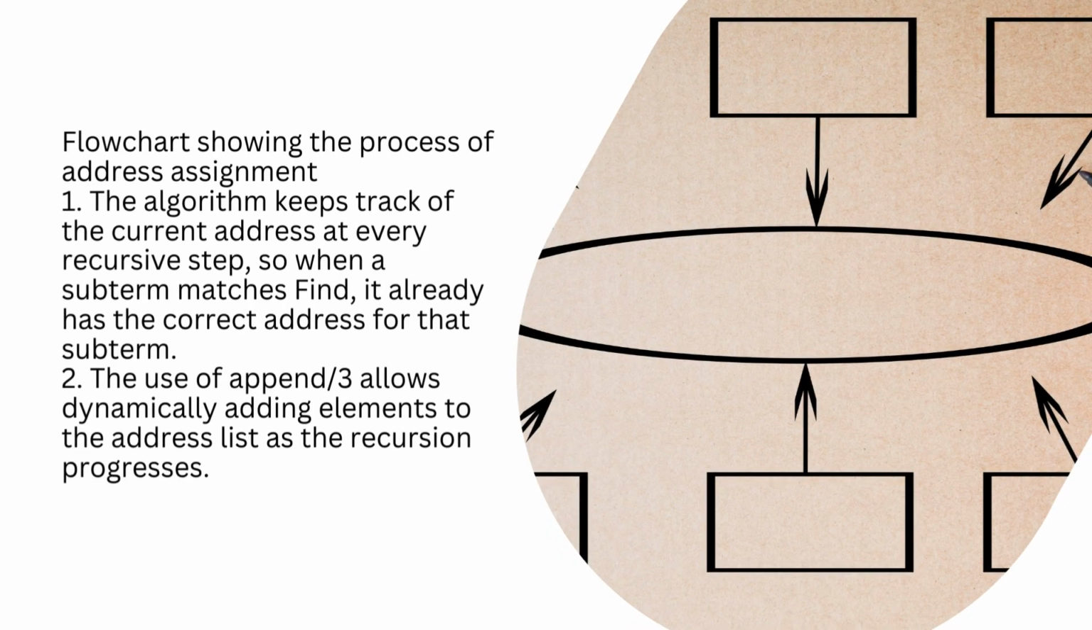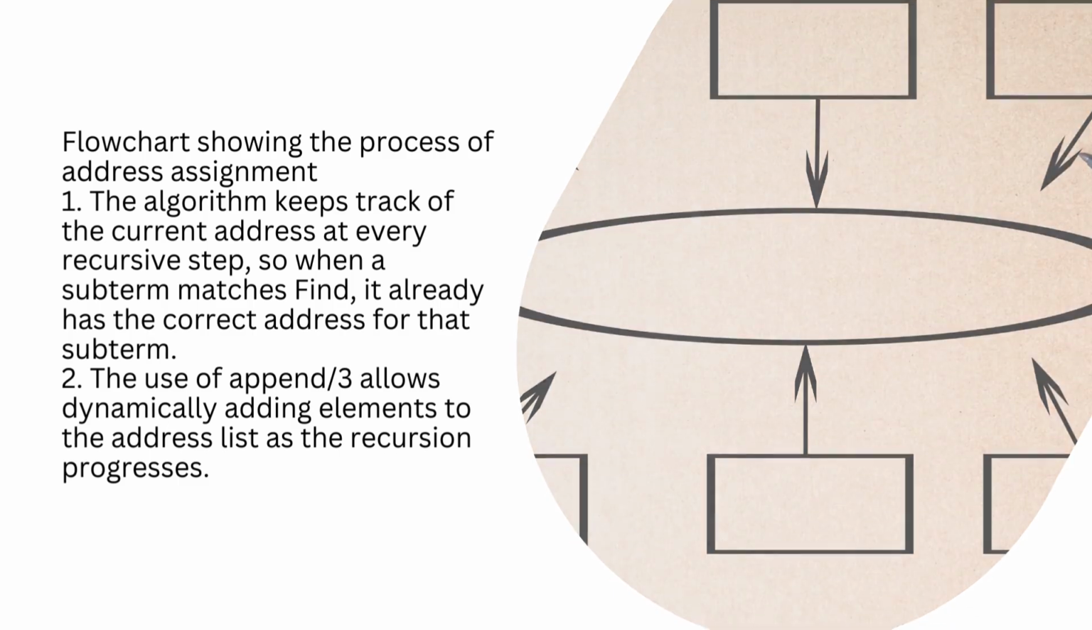The algorithm keeps track of the current address at every recursive step, so when a subterm matches find, it already has the correct address for that subterm. The use of append/3 allows dynamically adding elements to the address list as the recursion progresses.